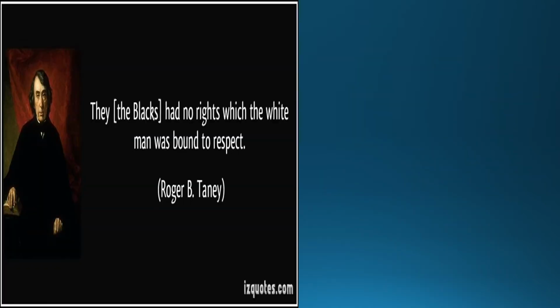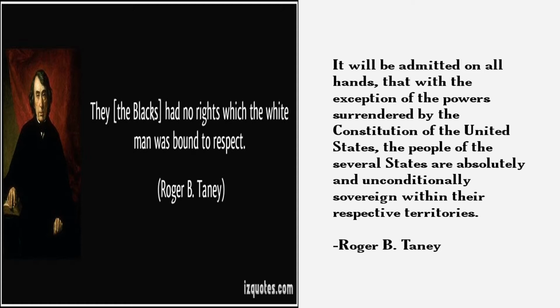Here's Taney, and here's some of the things that are said. "Blacks had no rights which the white man was bound to respect." So basically he's saying right here that he doesn't even have a right to sue for his freedom. Kind of an egregious claim, to say the least. And then, "it will be admitted on all hands that, with the exception of powers surrendered by the Constitution, the people of the several states are absolutely and unconditionally sovereign within their respective territories." This basically would be continuing to open the door for slavery to continue to expand.